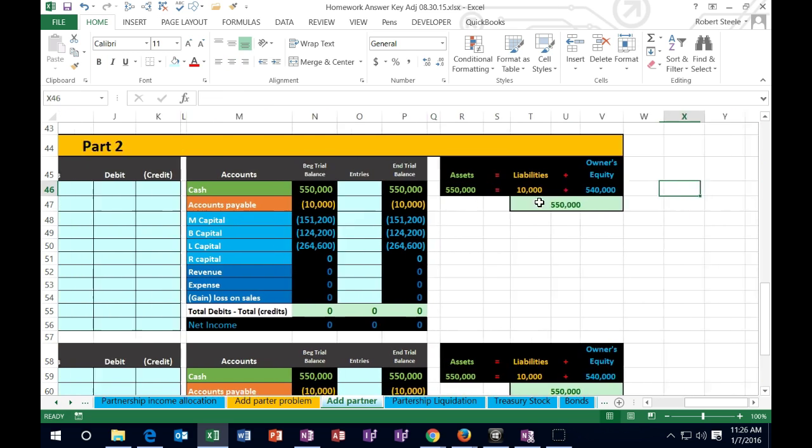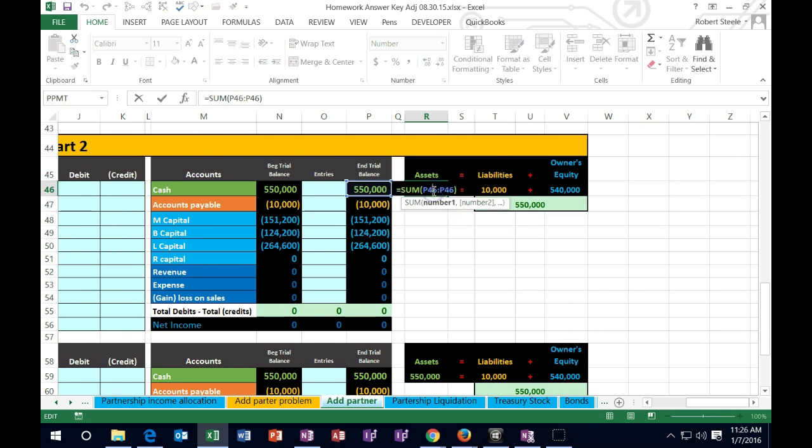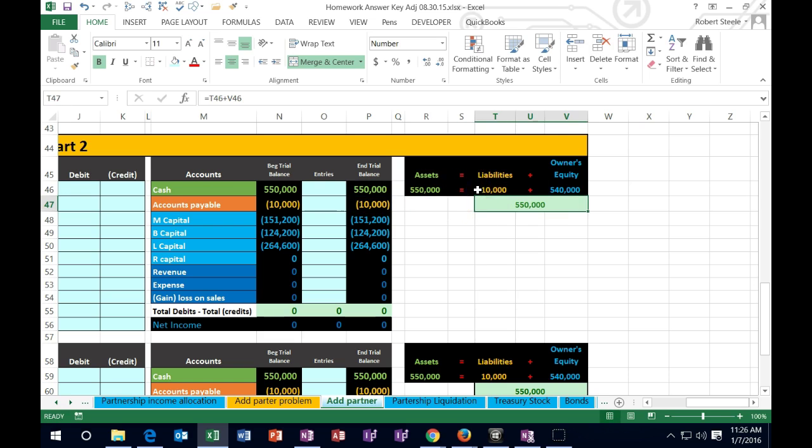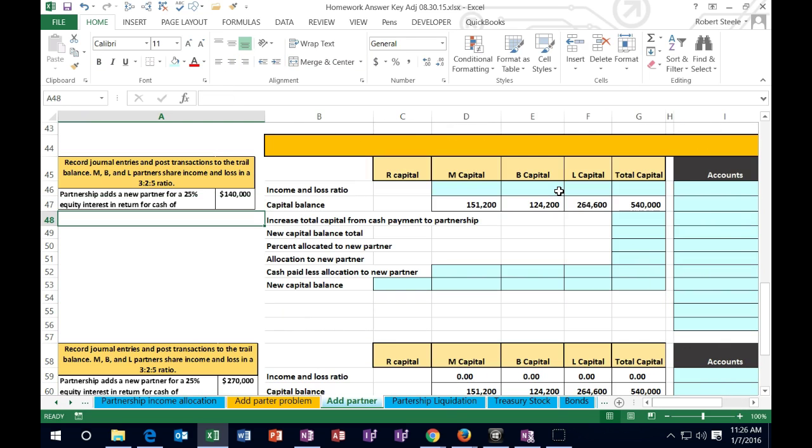We also have the accounting equation over here, so we can take a look at that. Assets equal liabilities plus the equity, and see what changes happen to the accounting equation as we work through this problem. Alright, so the partnership adds a new partner. Well, first let's take a look at the ratio. So we have the original partners being M, B, and L. They share their partnership profit and loss in a 3-to-2-to-5 ratio.